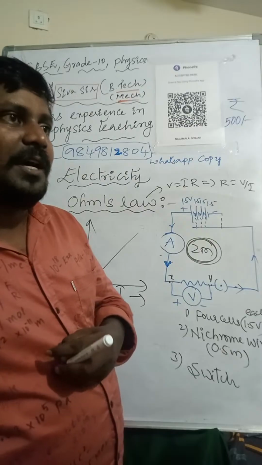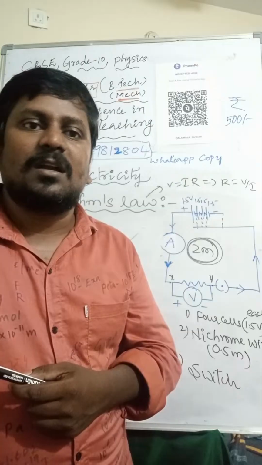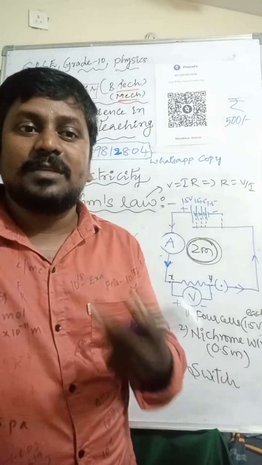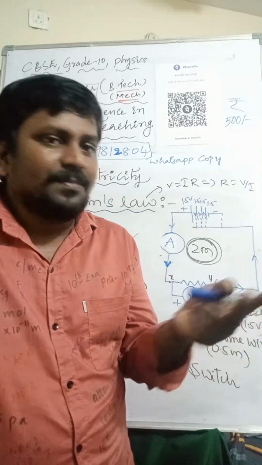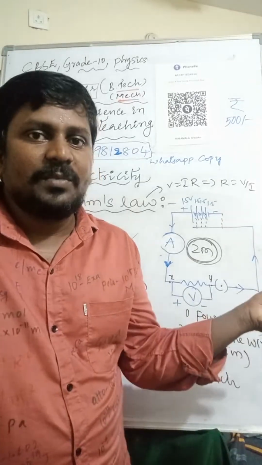Ohmic conductors and non-ohmic conductors. The conductors which obey Ohm's law are called ohmic conductors. The substances which do not obey Ohm's law are called non-ohmic conductors. Simply we can say, substances which obey Ohm's law are called ohmic conductors.